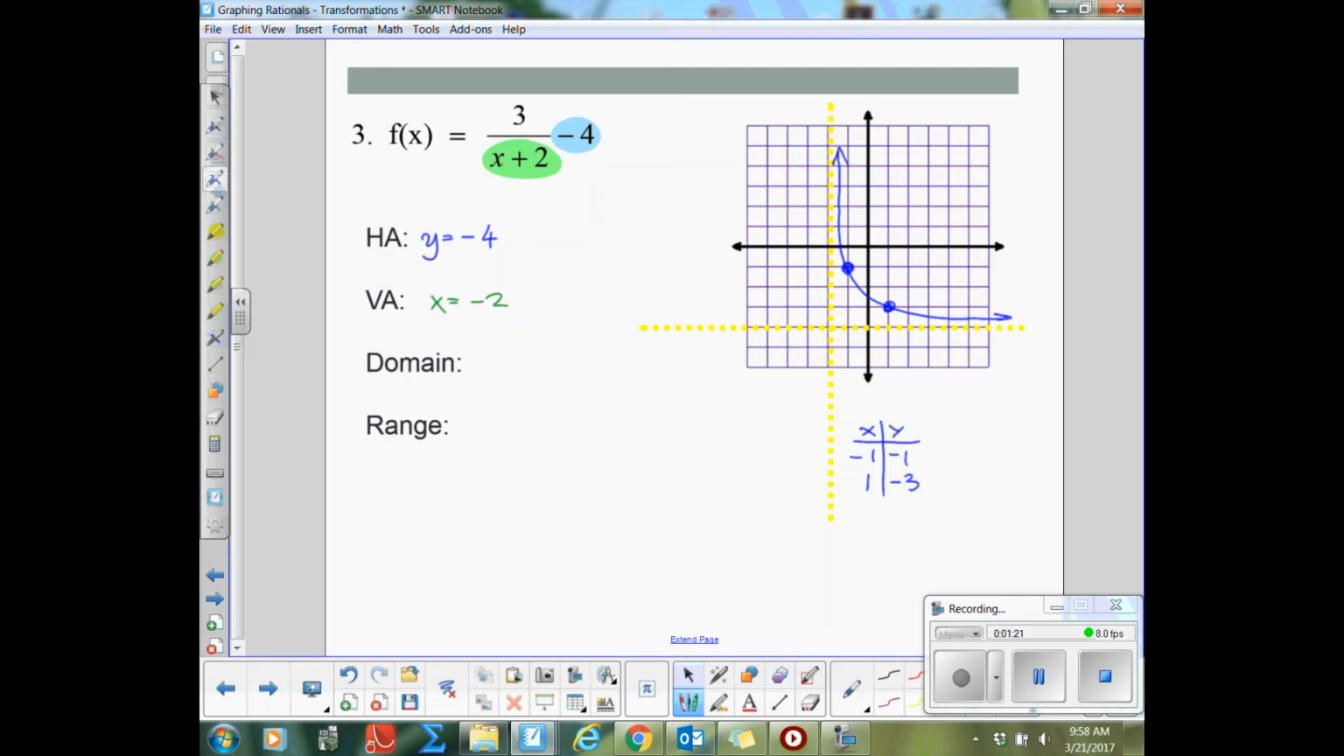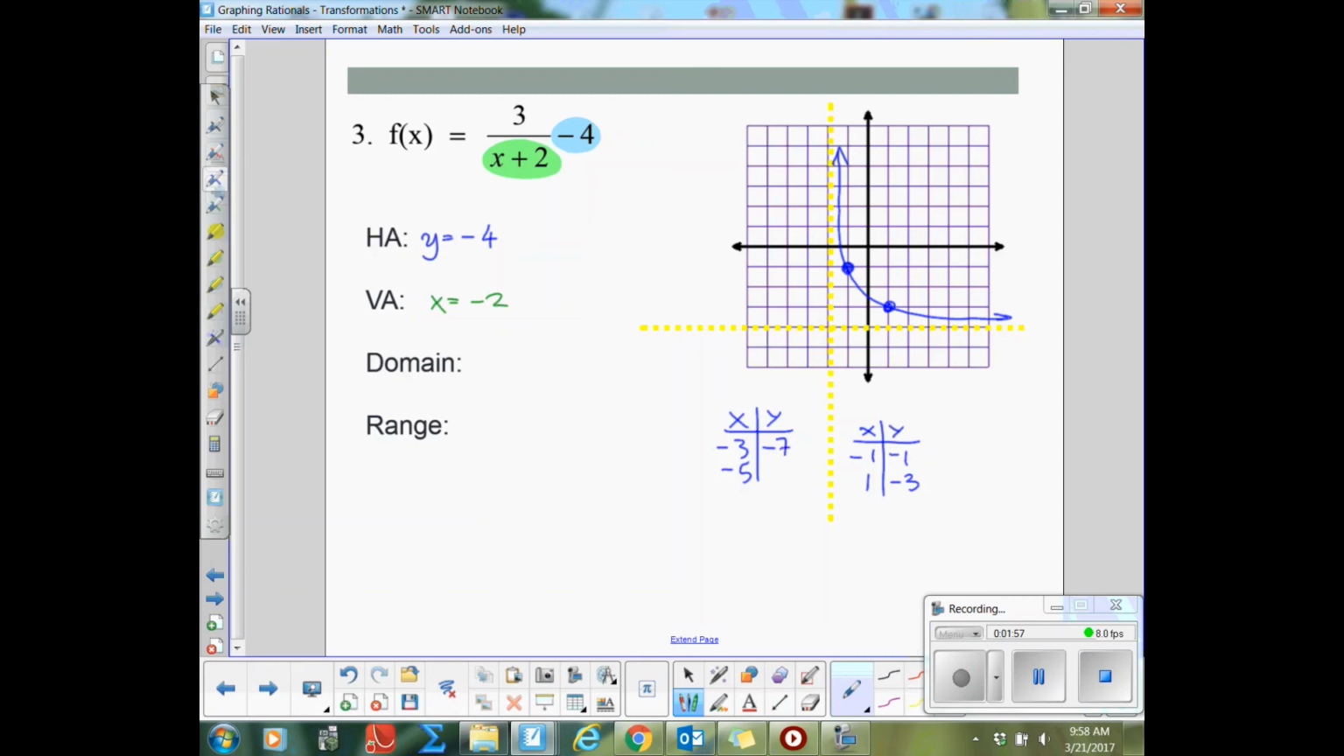On the left side, I need to count to the left of negative 2. I meant to say negative 3 and negative 5. Plugging in a negative 3 gives me 3 divided by negative 1. That's negative 3 minus 4.